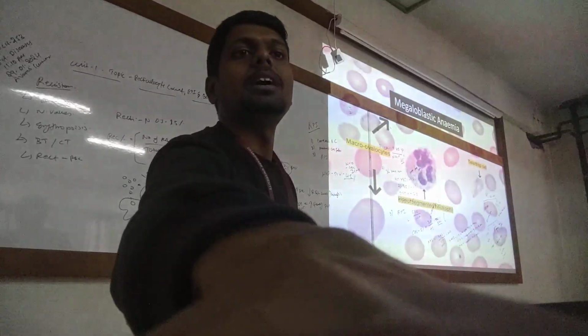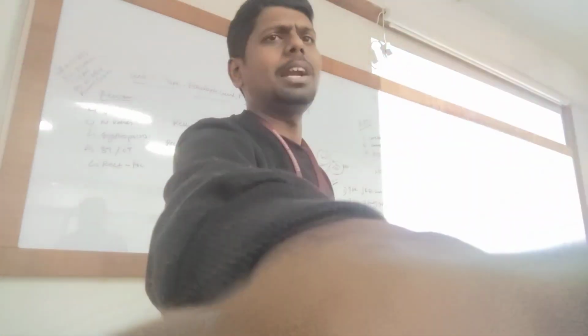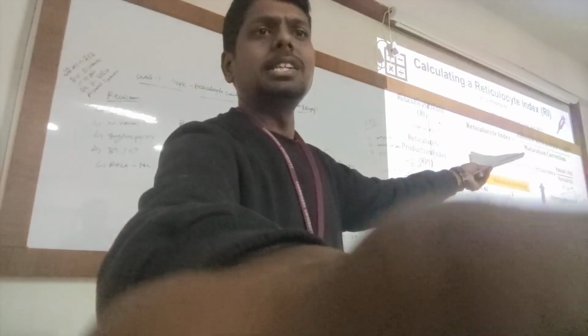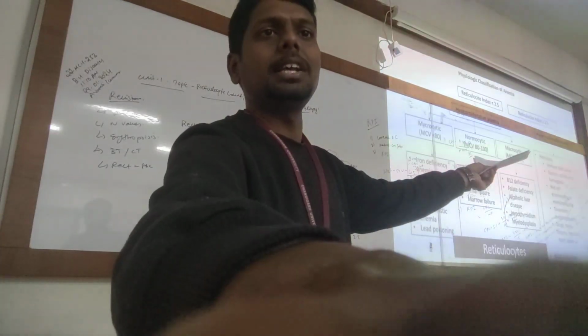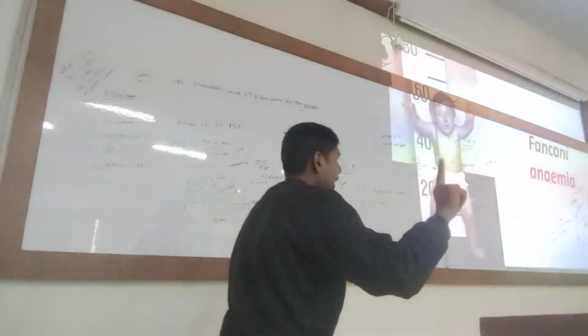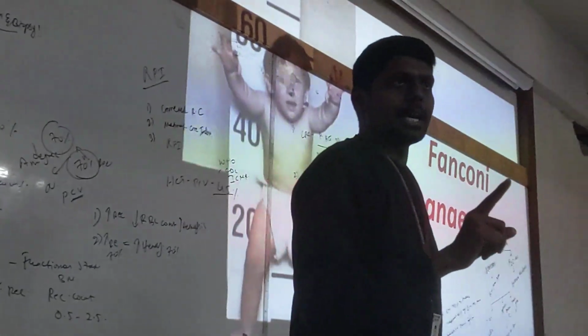See, wait. So these are the reticulocytes. You already know reticulocytes, right? Reticulocytes are immature red blood cells. I just want to show you one important thing. There is a different type of anemia I already discussed with you. That is called Fanconi anemia.